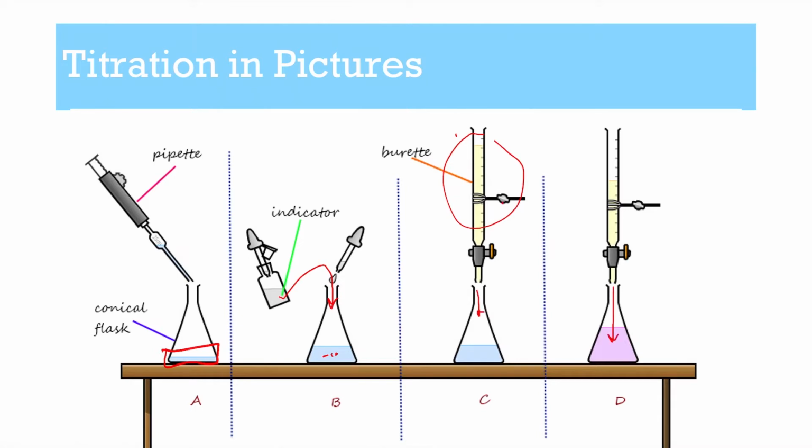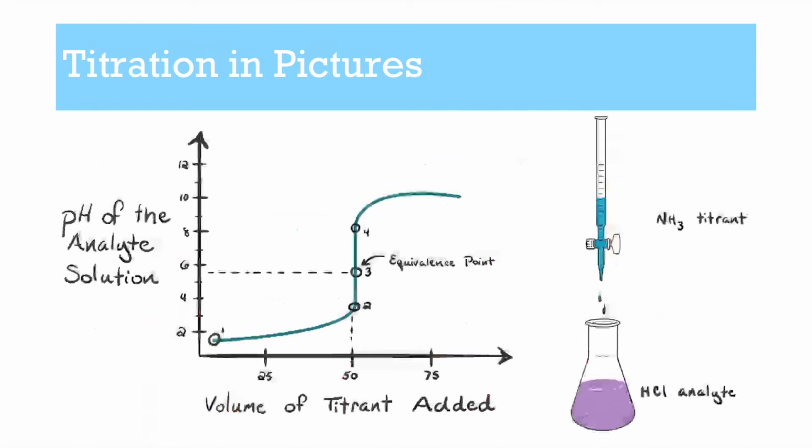Once the color hits a specific color, when we're talking about phenolphthalein, it wants to be a very, very light pink, and so we know it hit the equivalence point. You can measure the amount of volume you've used, and you can calculate the missing concentration. If we're looking at a graph of this, you have your acidic solution.